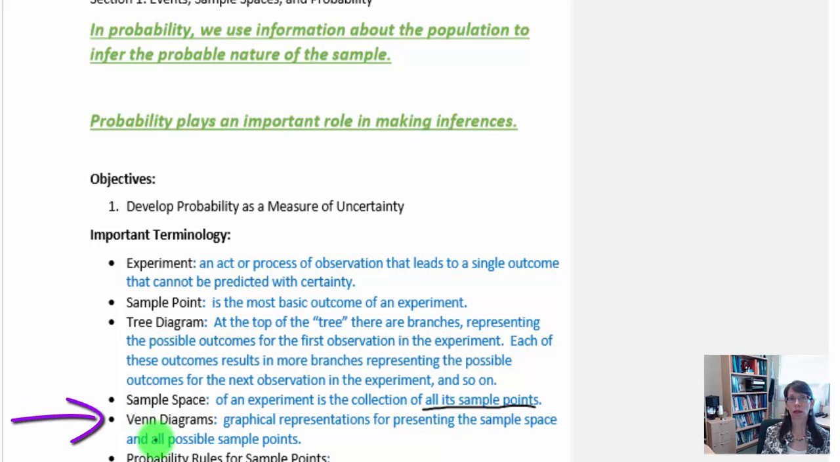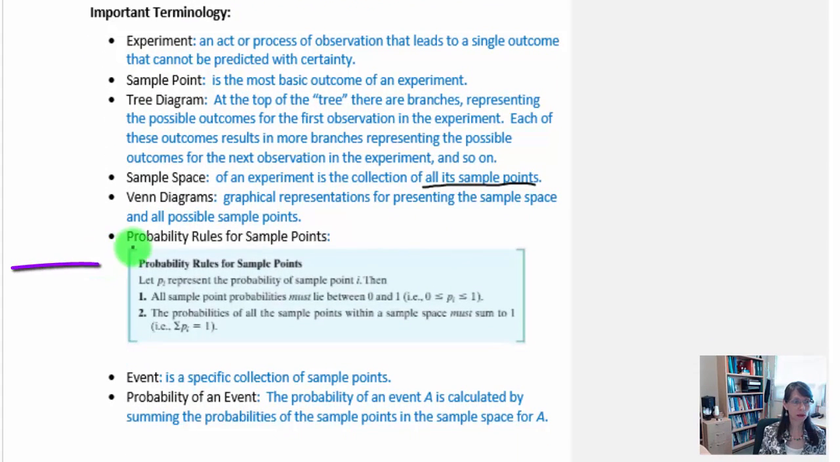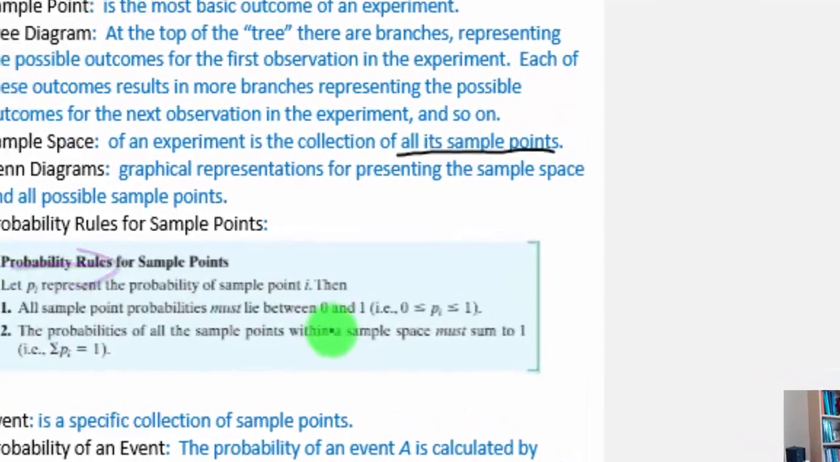A Venn diagram is another example of how we can use a picture to represent our information or outcomes. The Venn diagram is a graphical representation for presenting the sample space and all possible sample points. We will be using the probability rules of sample points. These probability rules include the fact that the probabilities must lie between 0 and 1.